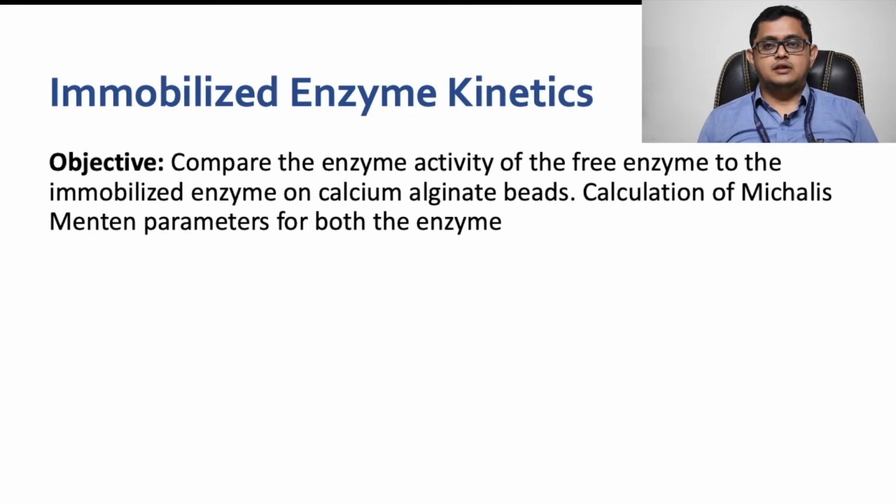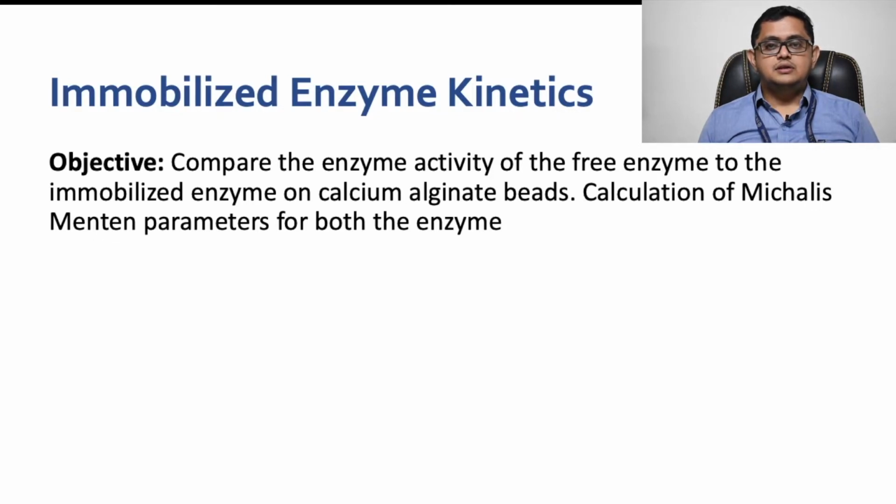To evaluate the enzyme immobilization kinetics, we need to perform an experiment. The objective of the experiment is to compare the enzyme kinetics between the free and immobilized enzyme. Enzyme kinetics means we are going to check the rate of reaction. Later we are going to estimate the Michaelis-Menten parameters.